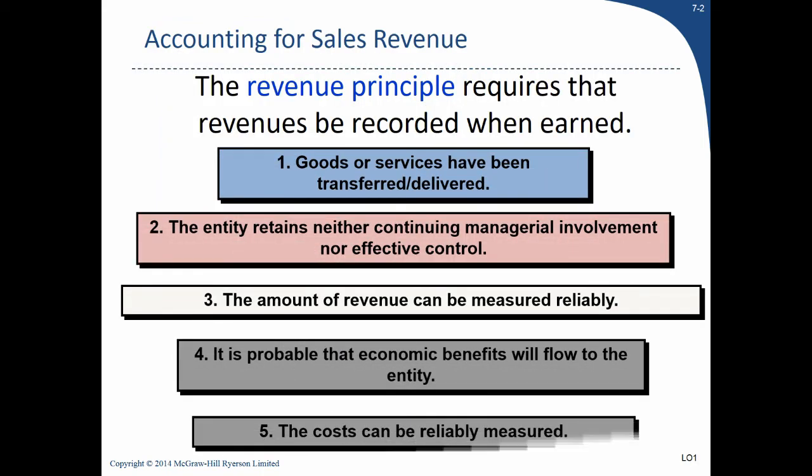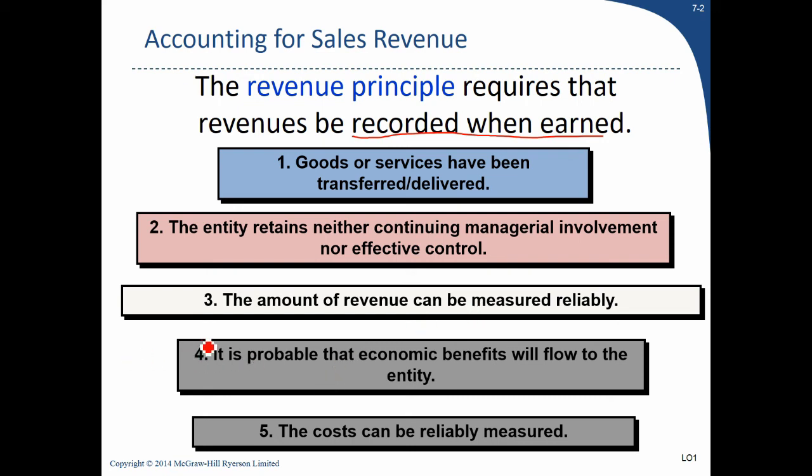All right, so you might remember this, the revenue principle requires that revenues are recorded, meaning we book a journal entry, only when they are earned. Okay, so what are the tests that a transaction has to meet for us to recognize revenue? We have to transfer or deliver the goods or services, right? The entity, us, ePhone, for example, retains neither continuing managerial involvement nor effective control. We don't have any say in how those assets are used, right? We know how much revenue we're going to recognize.